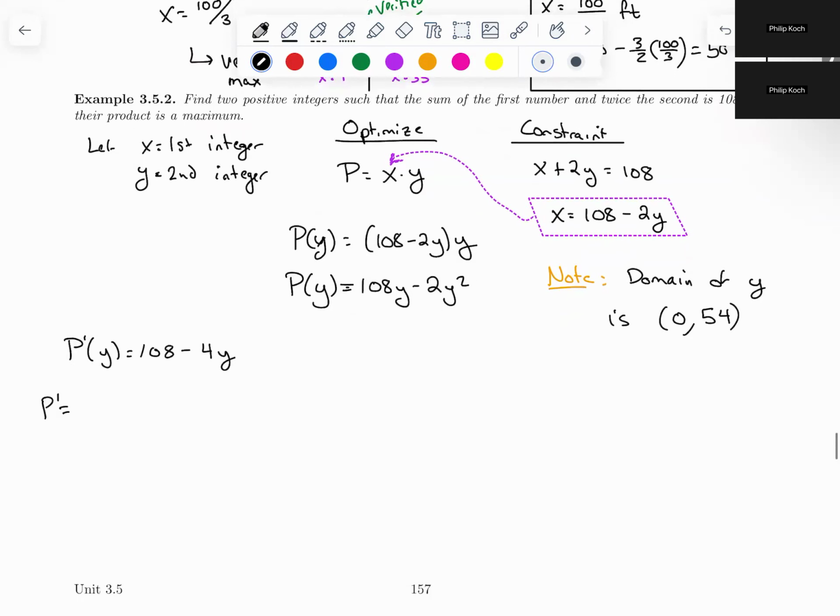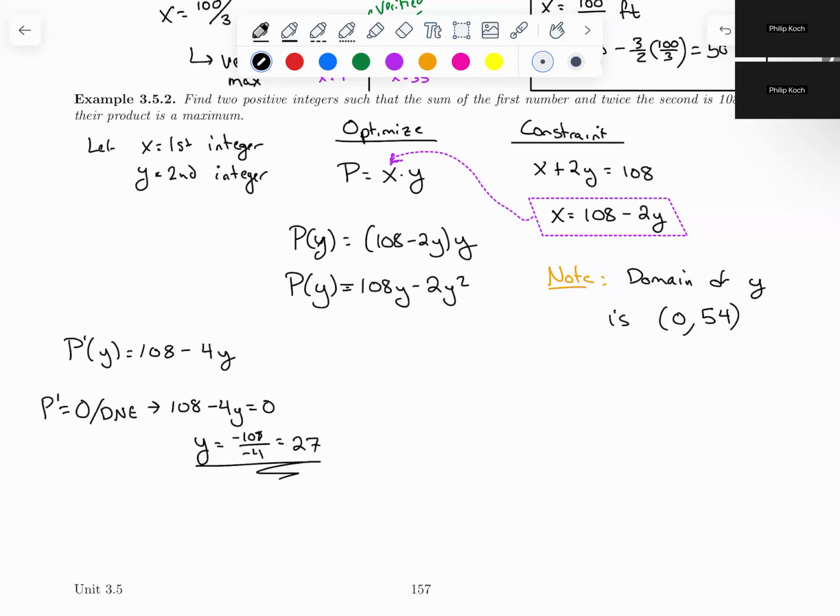Setting P prime equal to 0 or DNE to find the critical values, you get 108 minus 4y is equal to 0. That gives me y is equal to negative 108 divided by negative 4, which is 27. But I don't necessarily know that that is a maximum or a minimum. I have no way of knowing until I verify it.